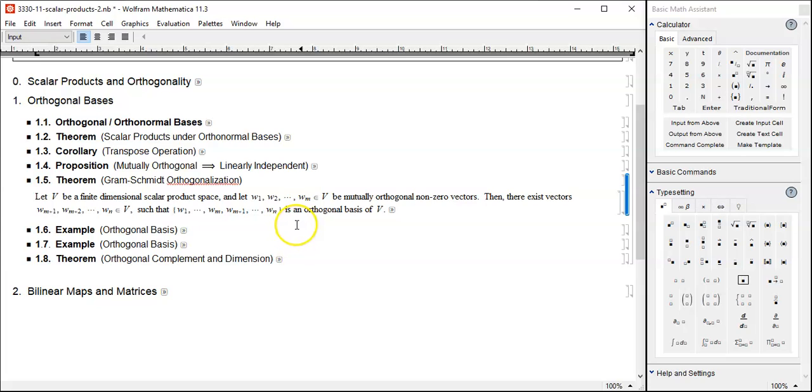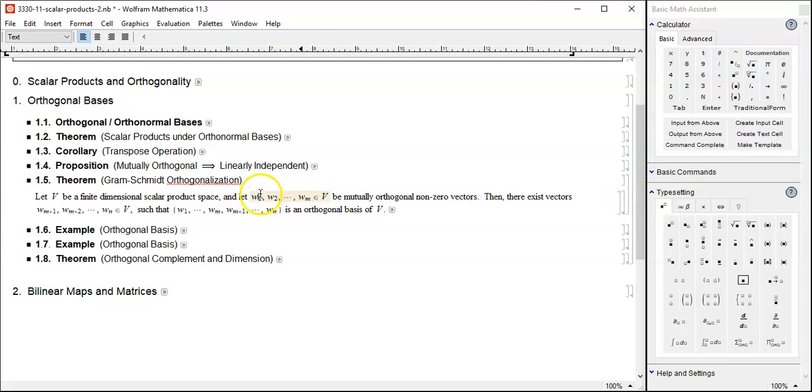Let V be a finite dimensional scalar product space, and let W1, W2, W3 all the way over to Wm be mutually orthogonal non-zero vectors. We have m such vectors, but you can start with just one. In that case, you don't have to worry about mutually orthogonal or anything. Then there exist vectors Wm plus 1, Wm plus 2 all the way over to Wn. Basically, I can add n minus m new vectors so that W1 through Wn form an orthogonal basis.